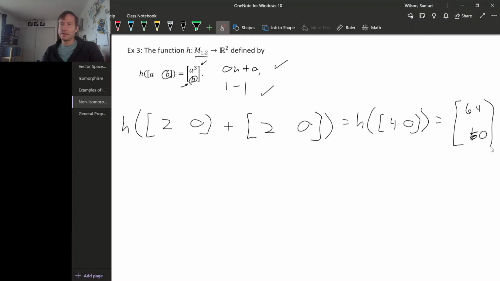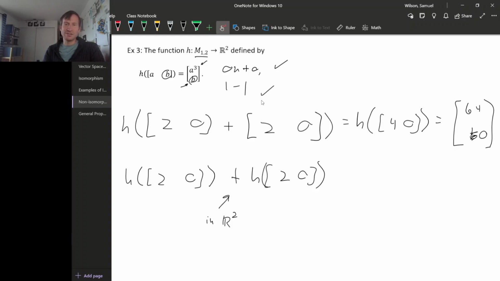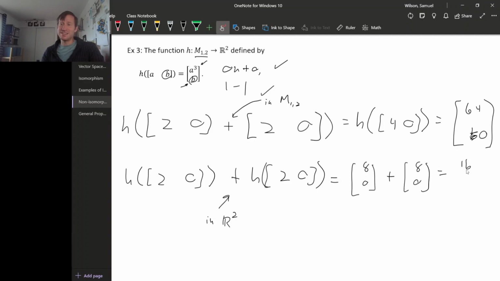Okay, so now let's compare that to doing h on these two vectors individually and then adding them in R2. In the first calculation, the addition was in M12. Now we'll do h first and then add in R2. So h of (2, 0) is, right, 2 cubed is 8, and then 0. And h of (2, 0) again is 8 and 0. Adding in R2, this gives us (16, 0). And these are not the same, right?